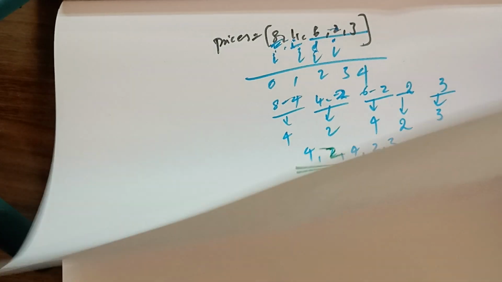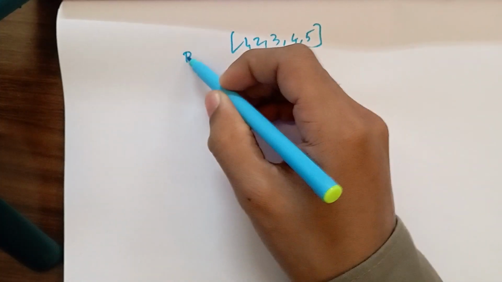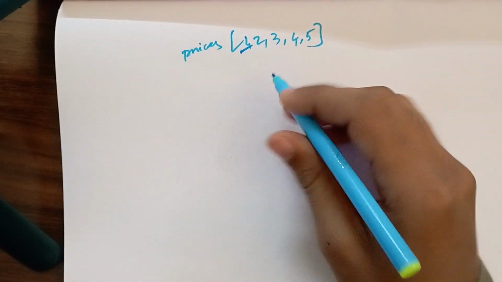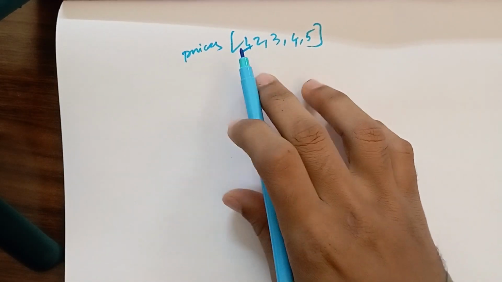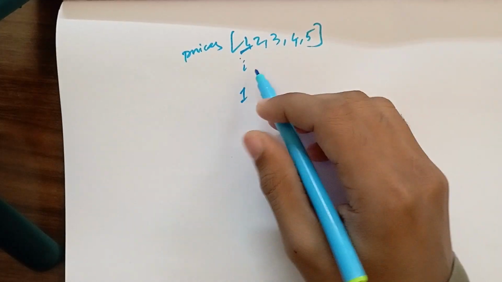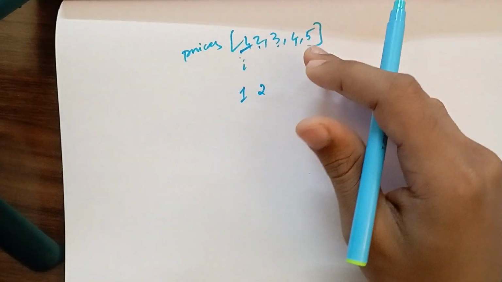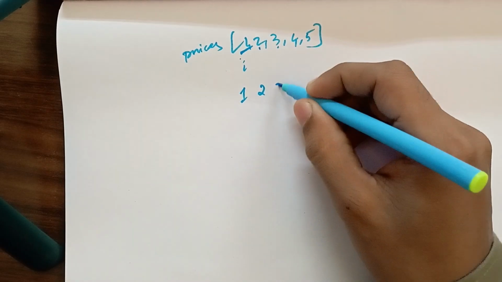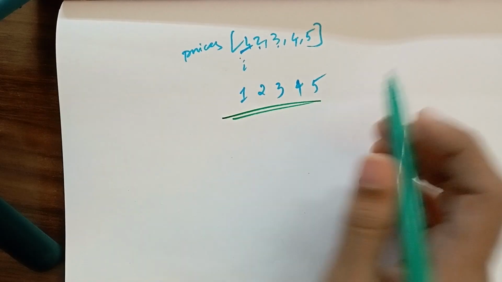So let us take another example: 1, 2, 3, 4, 5. So these are the prices, and if you take this index i, there is no element less than or equal to 1. So for this, it will be 1. And for 2, it will be 2 only. And for 3, there is no element which is less than or equal to 3 after this index, so it will be the same. And same for 4 and also 5. This will be the returning price.